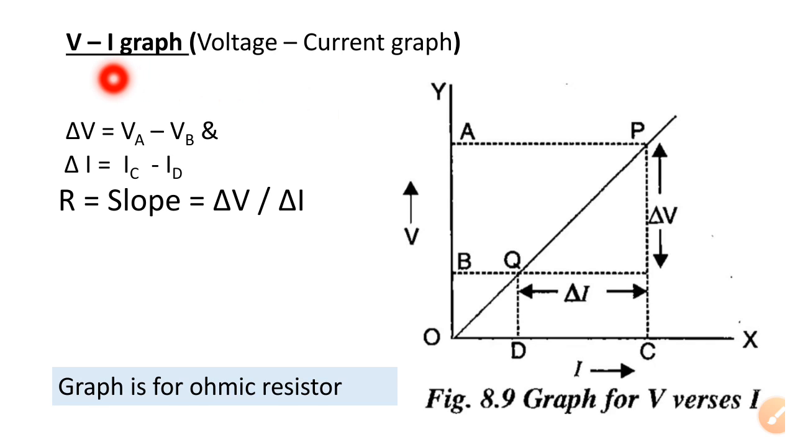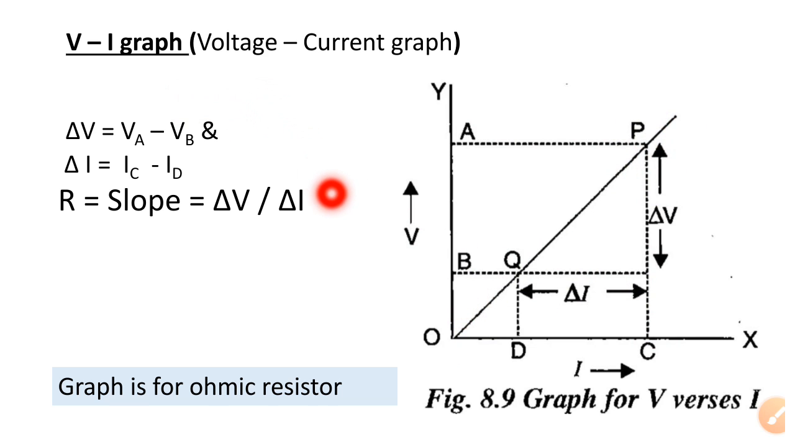We have the VI graph, voltage versus current graph, that means potential difference versus current graph. Here this one is the graph, and according to Ohm's law, whenever we take a particular value of V, we have I. Then if V increases at the same rate, I also increases. If V again increases, then at the same rate the current will also increase. In this way we will get a straight line on this VI graph.